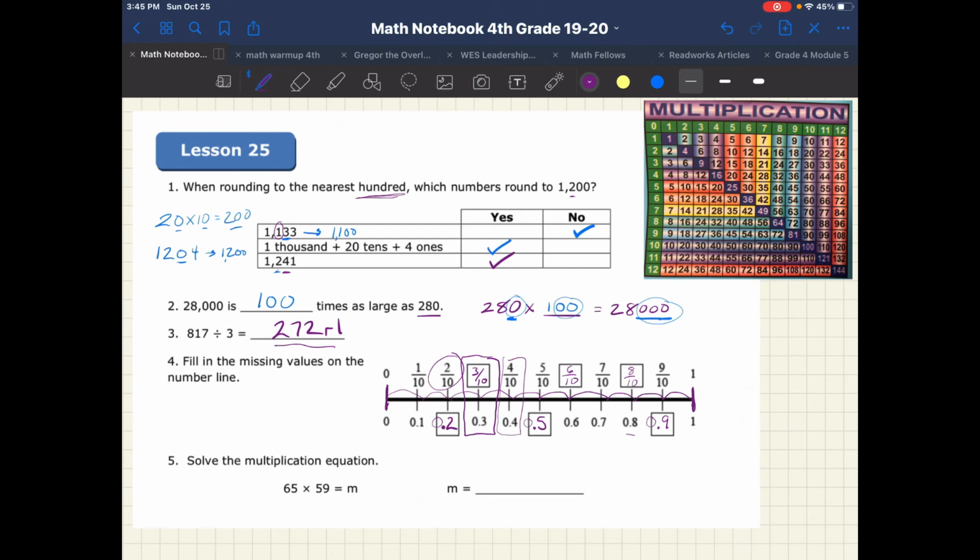Okay, we are on the very last one, the multiplication equation, 65 times 59. And here's where I'm going to draw an area model. I'll draw it over here. 65, 60 and 5, 50 and 9. Okay, 5 times 6, 30. I could, of course, use my chart over here. 5 and 6 meet at 30.